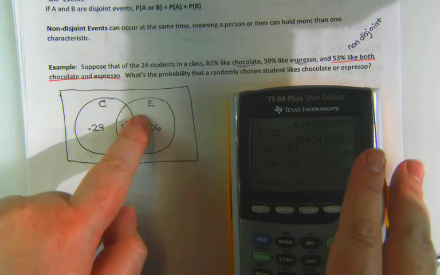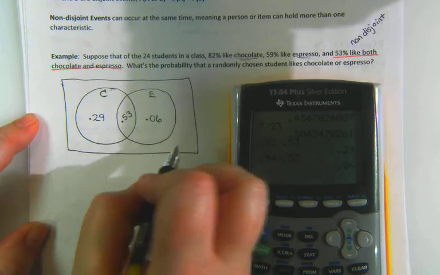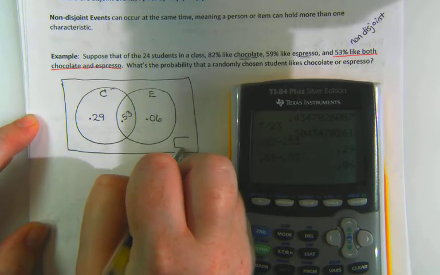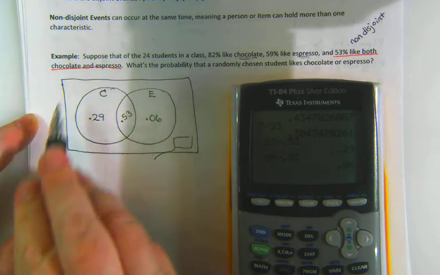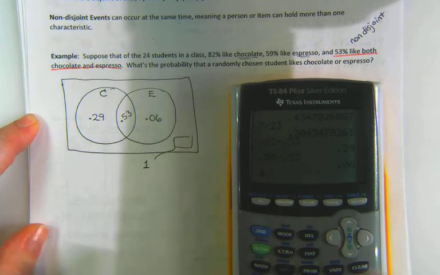And then we want to do the same thing for liking espresso, in that 59% like espresso, but we want to take out that 53%, so there's just this 6% that like espresso, but don't like chocolate.